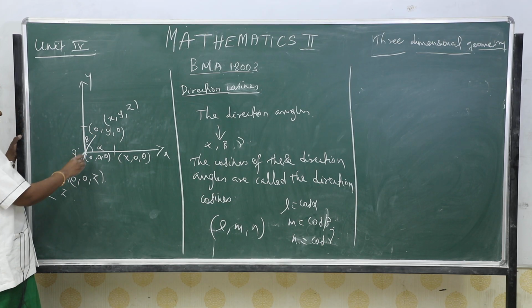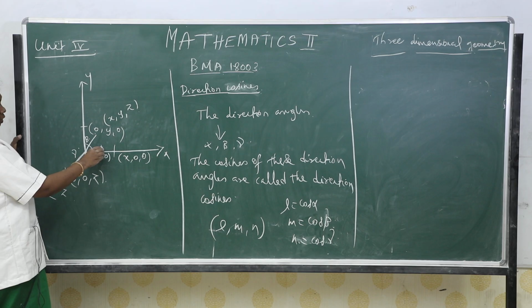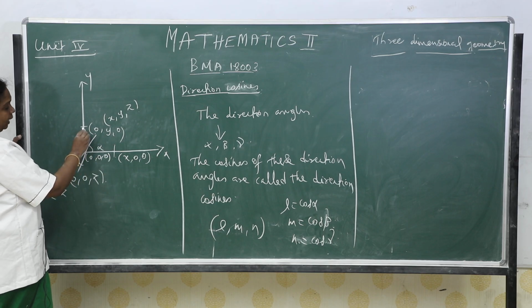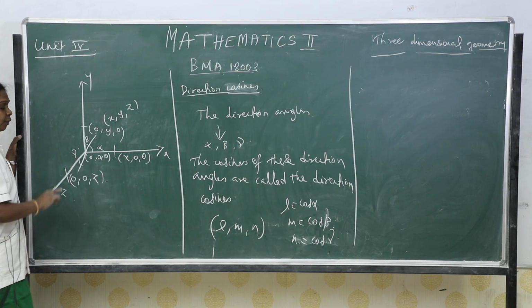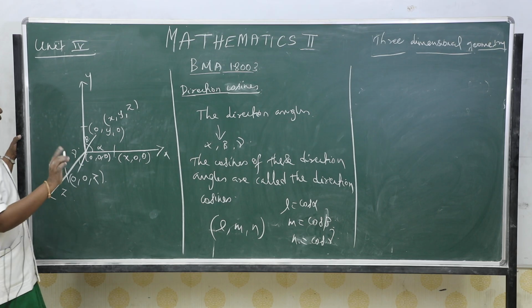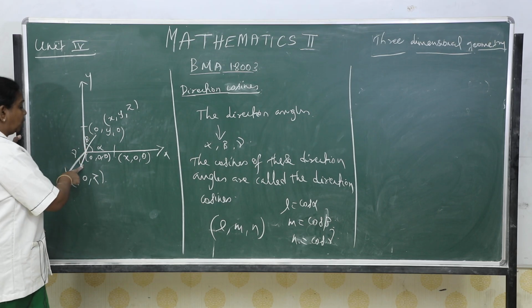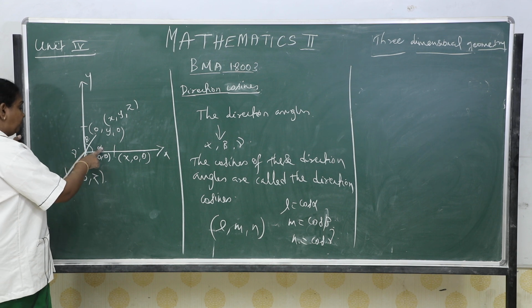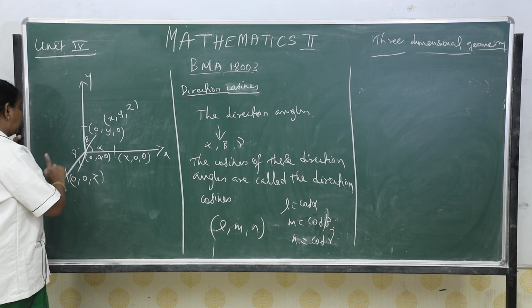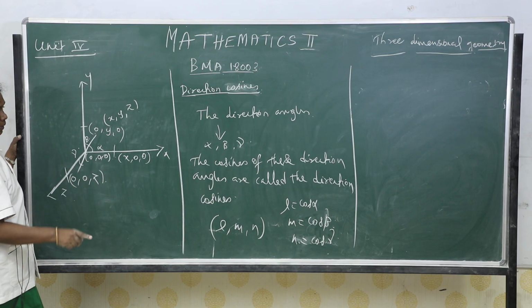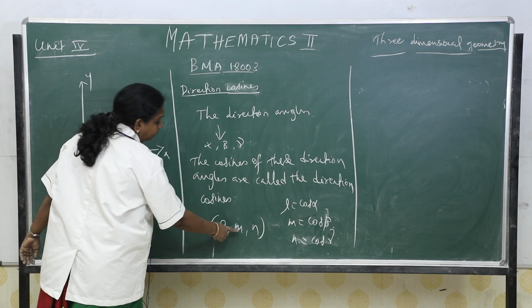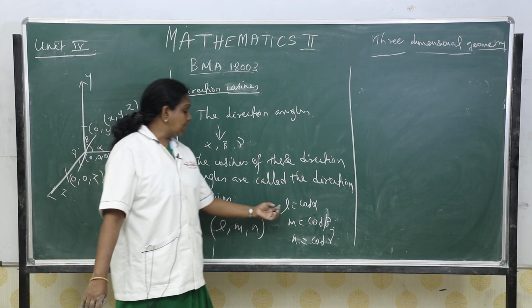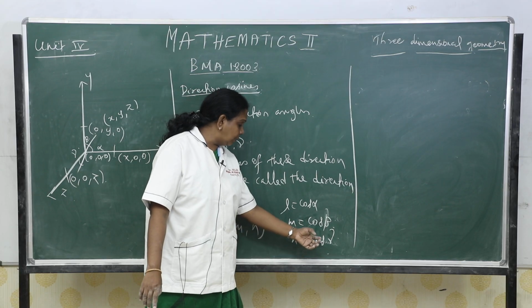If any straight line that passes through the origin makes angles alpha, beta, gamma with the x-axis, y-axis and z-axis, these are called direction angles, and the cosines of those angles are called the direction cosines. Once again, any line that passes through the origin that makes an angle alpha with the x-axis, beta with the y-axis and gamma with the z-axis, the cosines of these angles are called the direction cosines of the line, and they are denoted by L, M, N. L is equal to cos alpha, M is equal to cos beta and N is equal to cos gamma.